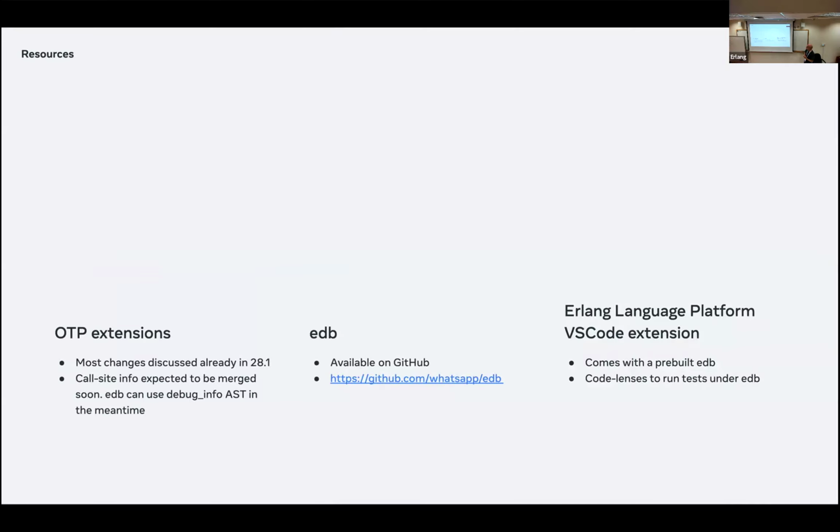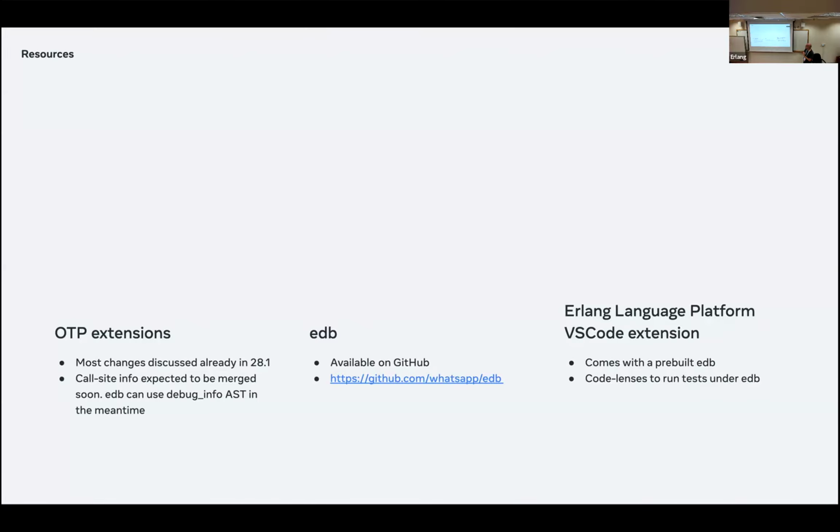And yeah, I think that's mostly it. So the OTP extensions, most of them made it already to 28.1. Some are still in a pull request state, but we hope they're going to be merged soon. And anyway, the EDB debugger can work with only those extensions merged. So this is good. This is available on GitHub.